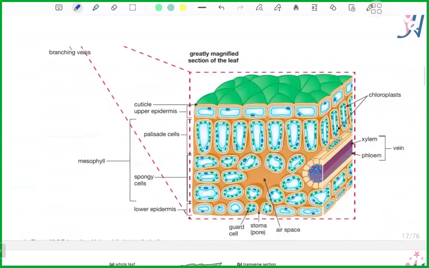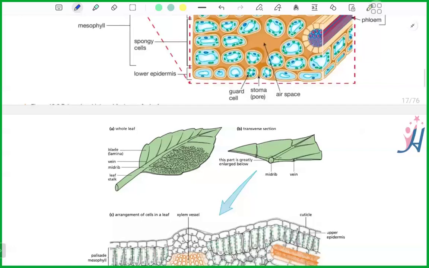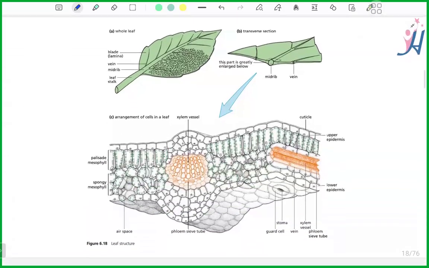Okay, so this is another summary illustration that you can see that a leaf is made up of several different types of cell layers, let's say several different tissues. And again, upper epidermis, lower epidermis, mesophyll, palisade mesophyll, spongy mesophyll, cuticle, air spaces, xylem, phloem, veins, stomata, guard cell, everything. So this is the same regardless of any textbook or any illustration.